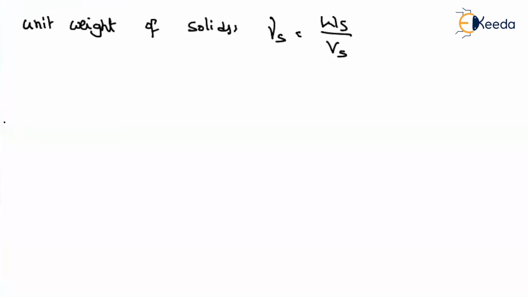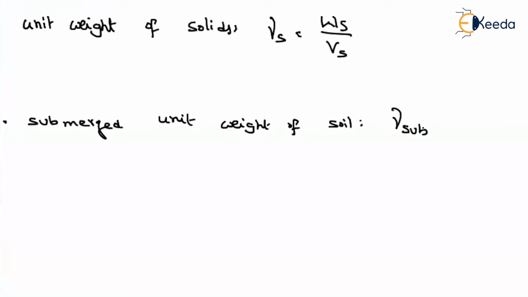Next, submerged unit weight of soil. So submerged unit weight we can represent with gamma sub. That means if your soil is submerged in water, then that is nothing but a submerged unit weight. In some cases it can be submerged in other liquids also, but in most cases the soil may be submerged in water. So simply we will say it is the submerged weight of the soil.